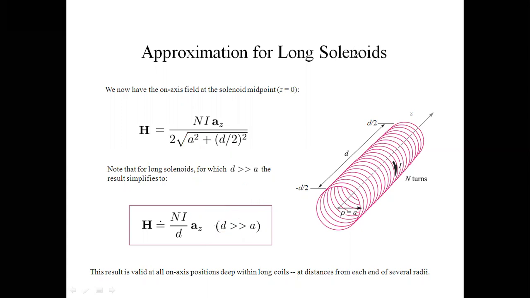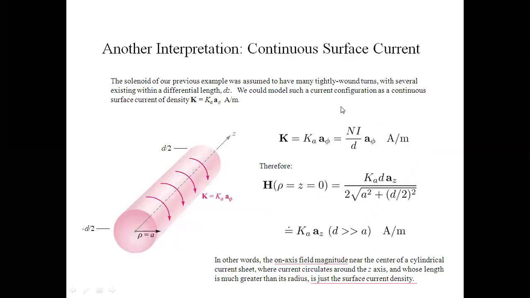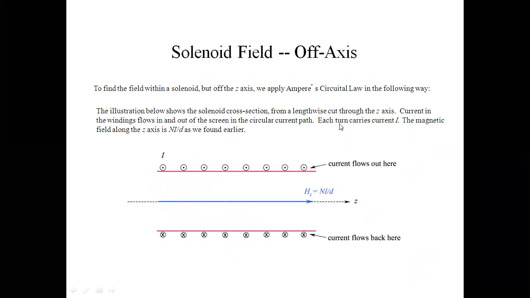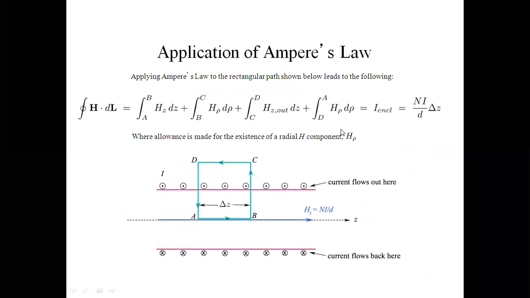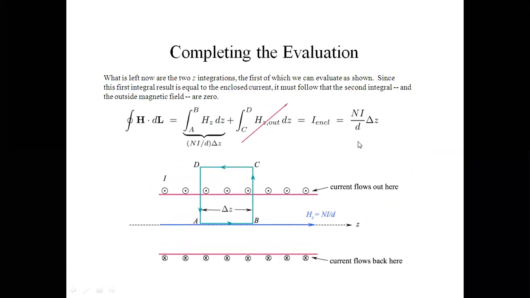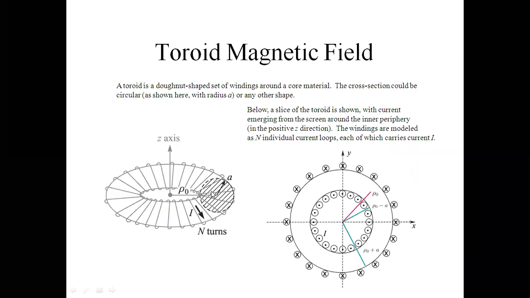Any doubt? So remember this while solving problems. The same expression has been derived using Ampere's law, so finally the result will come the same, that is Ni by D. Then another application is the toroid.